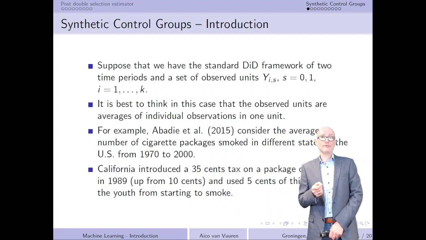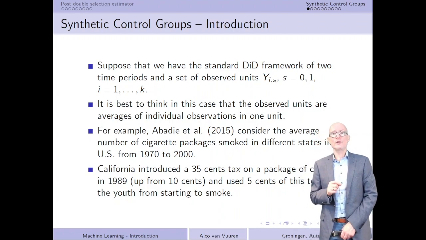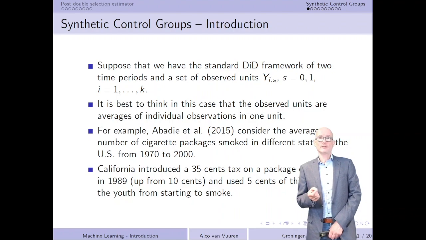However, what we are going to have is a situation in which we have two time periods. Usually we are going to have one period before a particular treatment and one period after a treatment. In addition to that, we have a set of observed units, and we're going to denote them by Y_is, where s is only going to have values 0 and 1. It's the time indicator. So that means that the first period is period 0 and the second period is period 1. And in addition, i is going to run from 1 till k. So that means that we have in total k units.